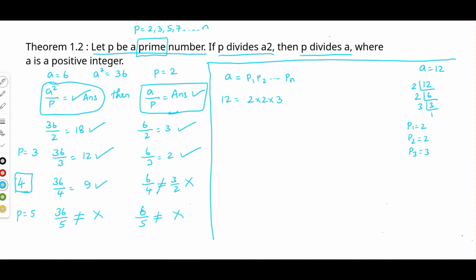And as per that, a square will be equal to 12 square, which is equal to 144, which is equal to 2 into 2 into 3 the whole square. That is what is given as p1 square, p2 square, and pn square in the textbook. Now here comes the interesting part.